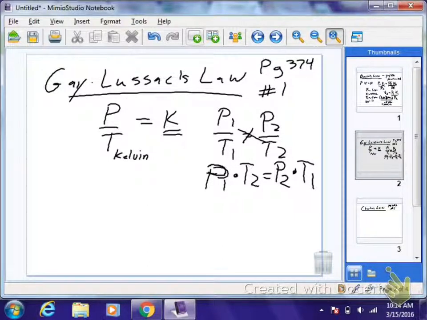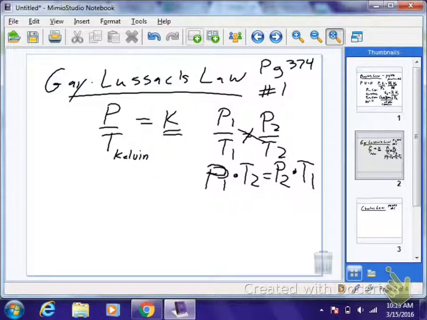Problem is, students will do this and they'll go P1 times T1 equals P2 times T2. And if that's the case, that's an inverse relationship, and this is not an inverse relationship, it's a direct one. So you have to set it up based upon P1 over T1 to get your constant. But you can manipulate it and change it. I like doing that. It simplifies it. So then when I go through the problem on page 374, I can do it the same way as what I did earlier.